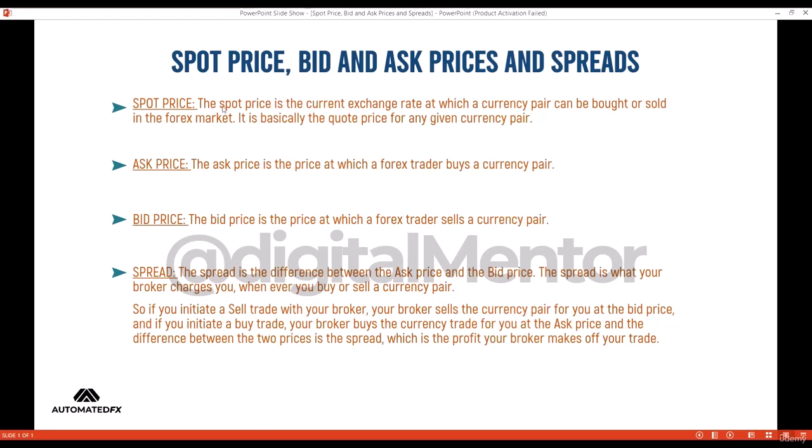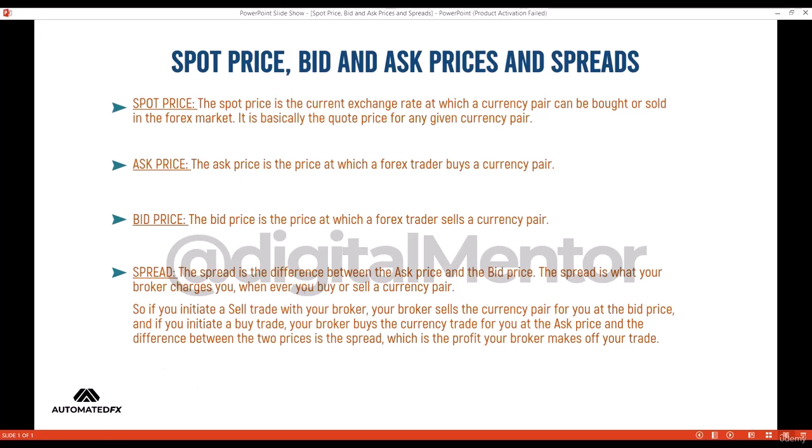The spot price is the current exchange rate at which a currency pair can be bought or sold in the Forex market. It is basically the quote price for any given currency pair. Remember, we spoke about the base currency and the quote currency. So the spot price is the direct price of the quote currency, or rather the quote price for any given currency pair. That's the price you see of an asset or of a currency pair when you want to buy or sell it.